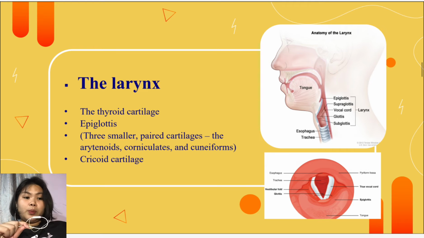That is the end of my report. The next organs will be discussed by my other groupmates.